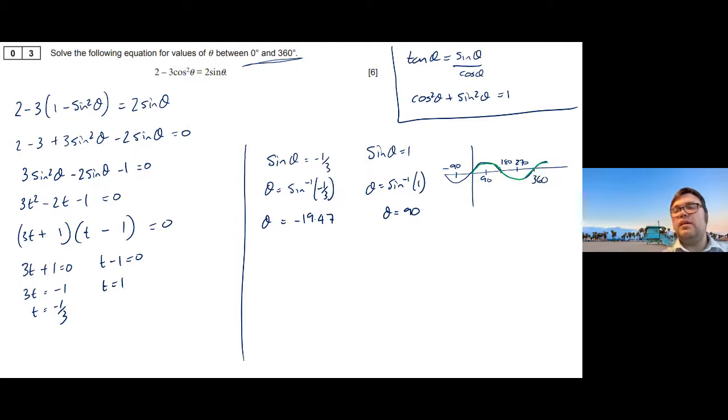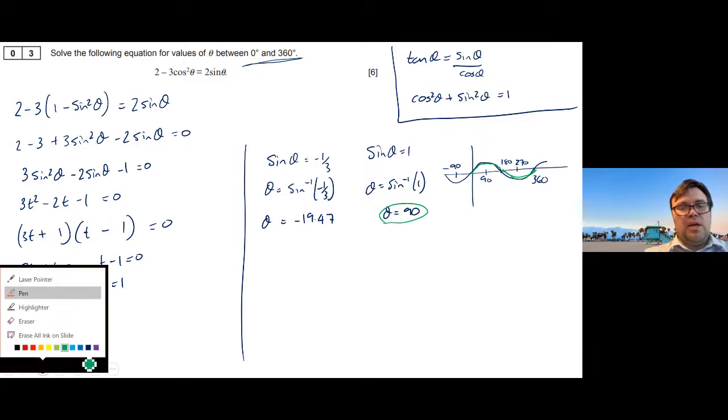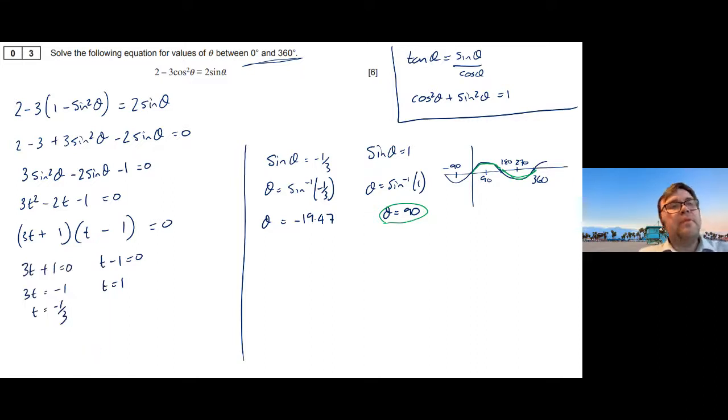So you can see that for this value, that's the only one within that range. So that's the only one that's in the range. The next one would be 450. It's outside, so I'll leave it alone. So theta is equal to 90 on that one.